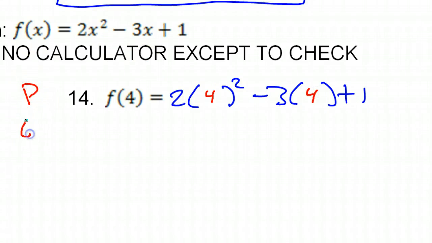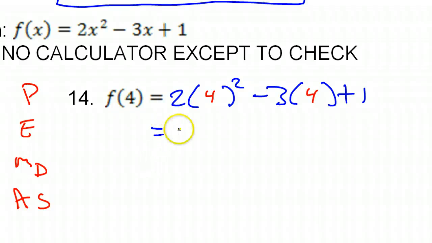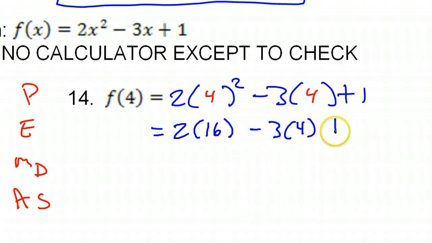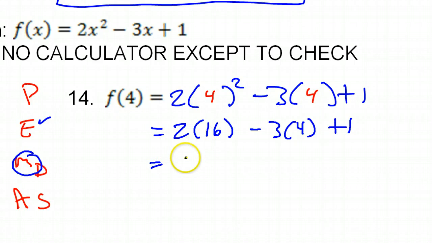Okay? So fine, we did our exponents. Now we will do our multiplication. So 2 times 16 is 32. Okay? 3 times 4 is 12. All right? And now I can do my addition and subtraction. 32 minus 12 is 20. Okay, so then I've got 20 plus 1. So that's 21. All right, so that's the answer.